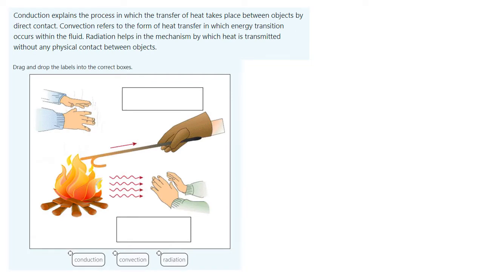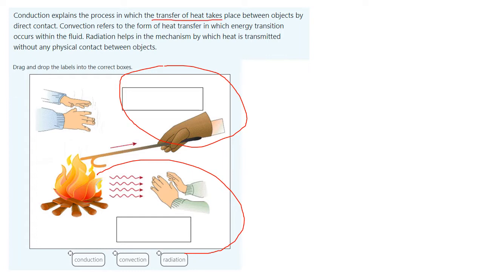So in this question, we are asked about the three types of heat transfer: conduction, convection, and radiation. And we need to label two of these heat transfers. We have one box here, and we have one box here. Well, conduction is the process in which heat transfer takes place between objects by direct contact. We can see here there is direct contact between the metal bar and the hand. So conduction should be placed up here.